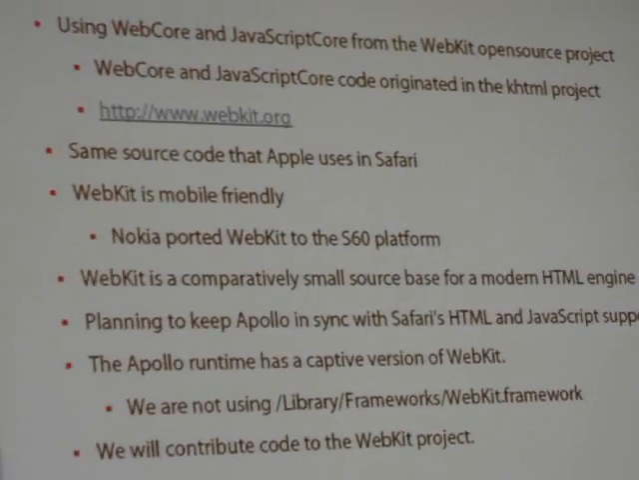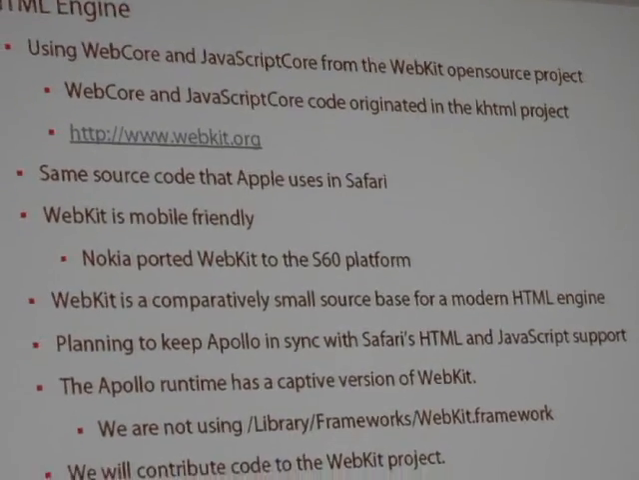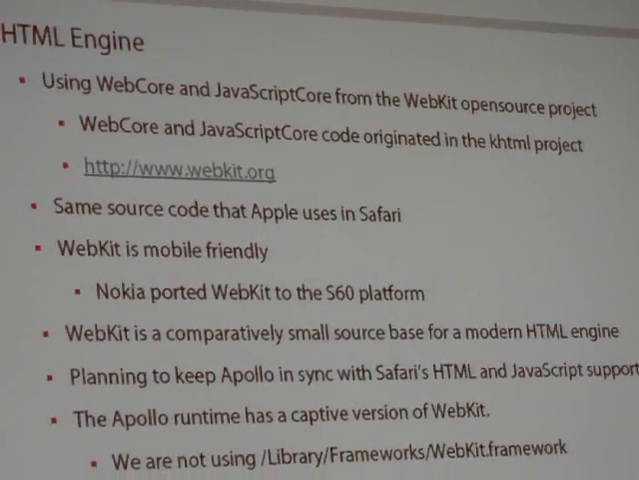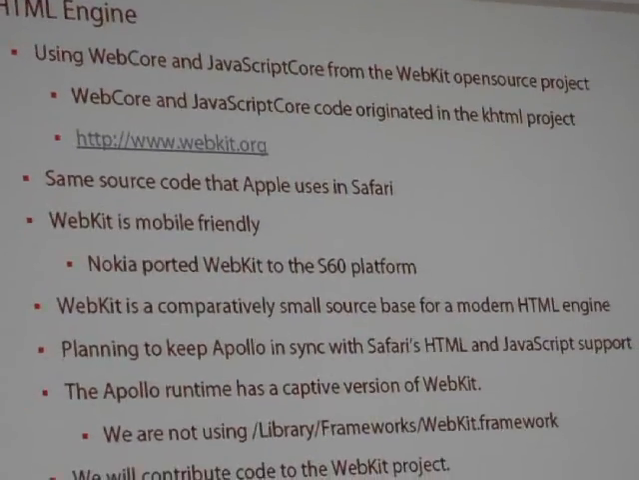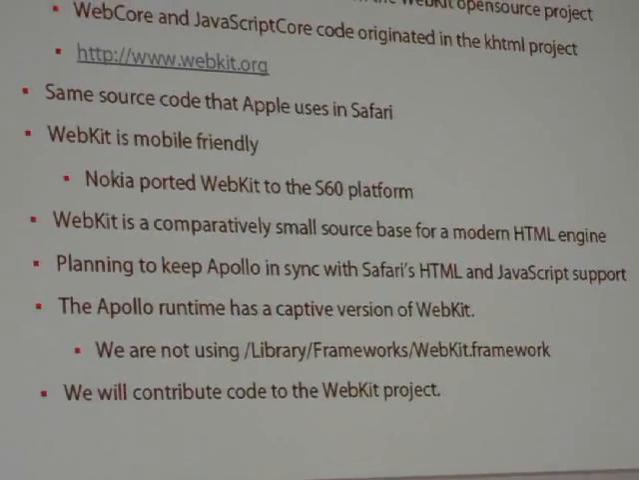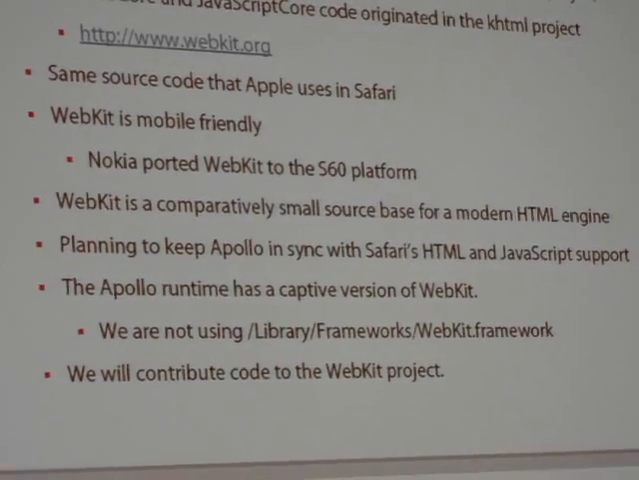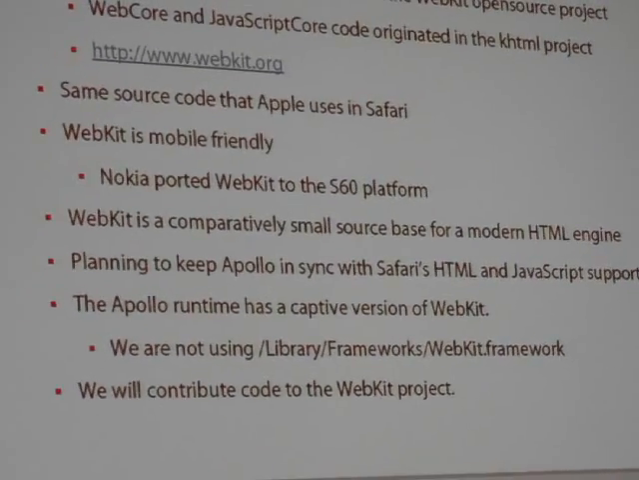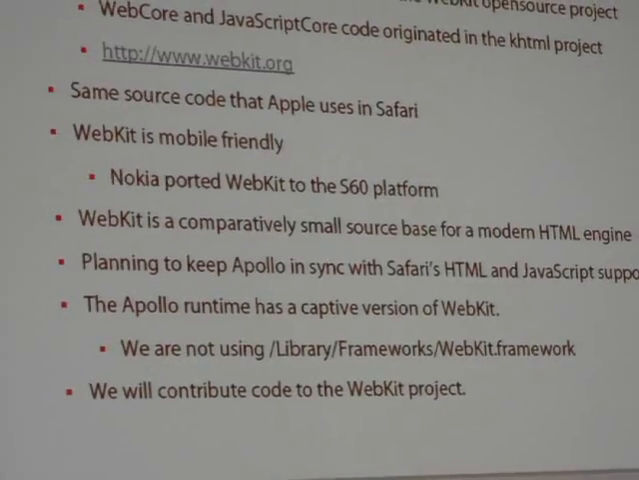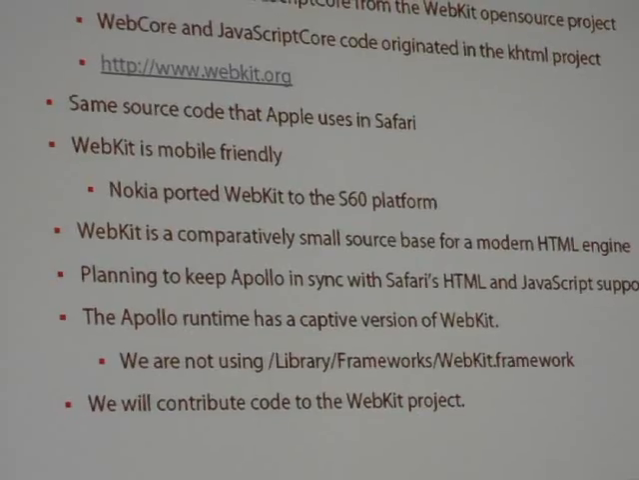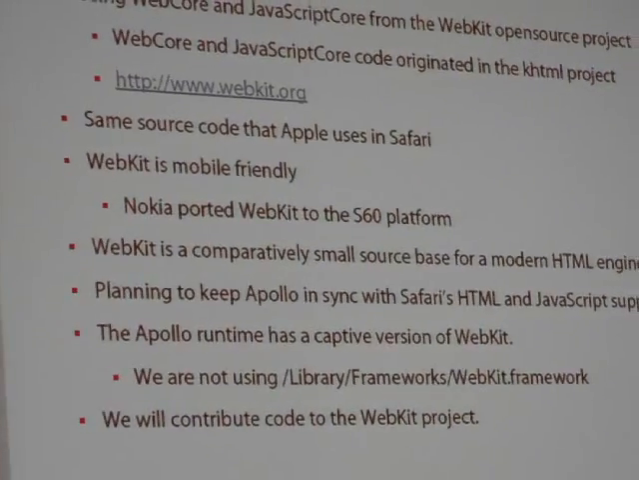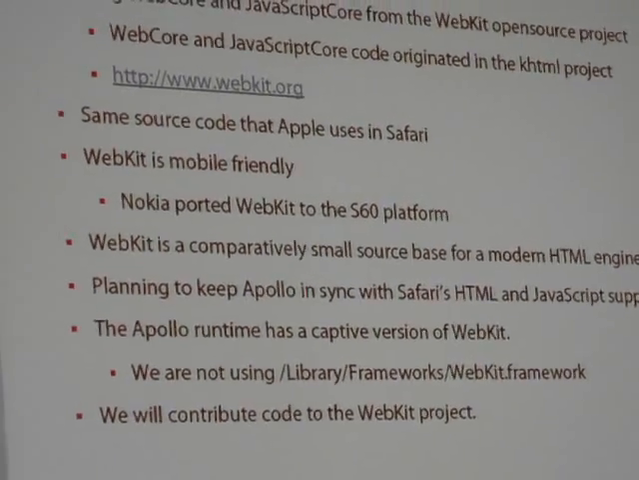Now, having said all that, the Apollo runtime has a captive version of WebKit. What that means is we have our own copy of WebKit as part of the Apollo runtime. So on Mac, we're not literally sharing the same framework that Apple's using. We compile it ourselves, we build it into our own framework and use it separately. And there's several reasons we do that. One of them is the fact that you'll be able to have multiple versions of the Apollo runtime installed at the same time on the system, and each one of those different versions of Apollo runtime may actually have a slightly different version of WebKit in it. And your application can target, basically say which version of the runtime it runs against, and it will always run against that version of the runtime, even if a newer version is installed.